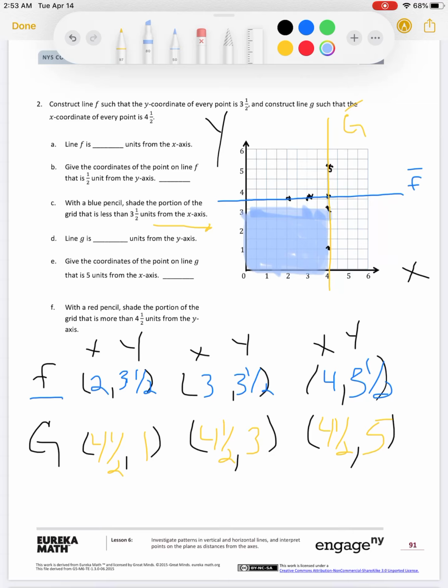We did that. Now it says line G, blank units from the y-axis. So line G is how many units from the y-axis? Remember, this is y, and they're asking us from the y-axis, we move this way. So G is 1, 2, 3, 4 units from the y-axis. So I'll go ahead and input 4. Okay.